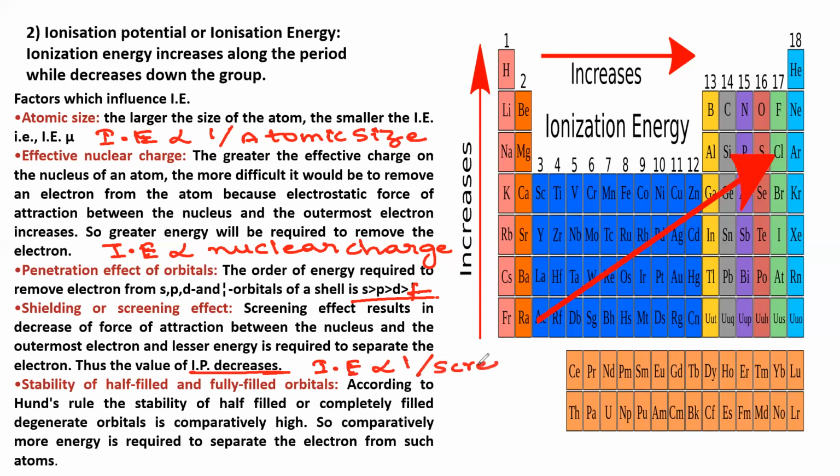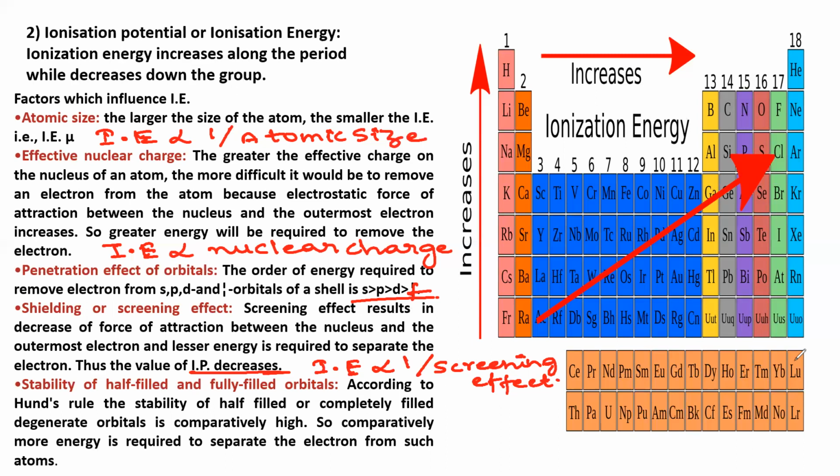So what is the meaning here? Screening effect means the screening of inner electrons from outer electrons, that is, from the nuclear attraction. So ionization energy is proportional to 1 by screening effect. Meaning, as the screening effect increases, ionization energy decreases. As the screening effect decreases, ionization energy increases.